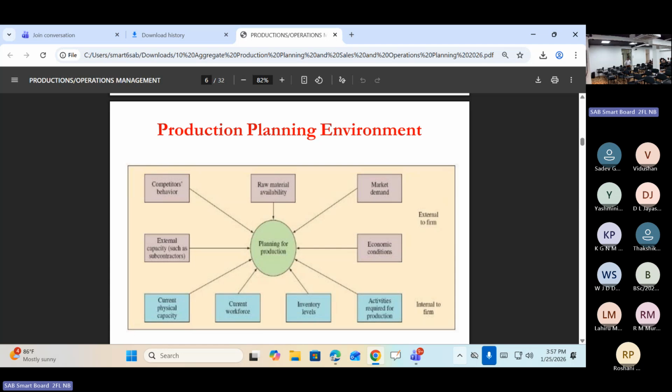So how are production planning decisions made, considering what factors? This illustration introduces you to some of the factors. Some are external to the organization and some are internal to the firm. Usually in production planning, they have to consider the external factors, especially market and industry related factors. As you see here, some of them are mentioned. What are the different factors they have to consider?